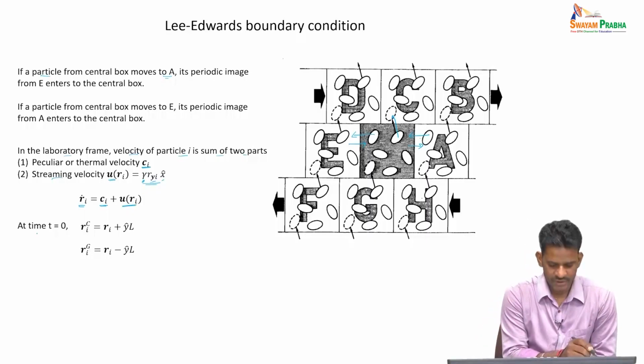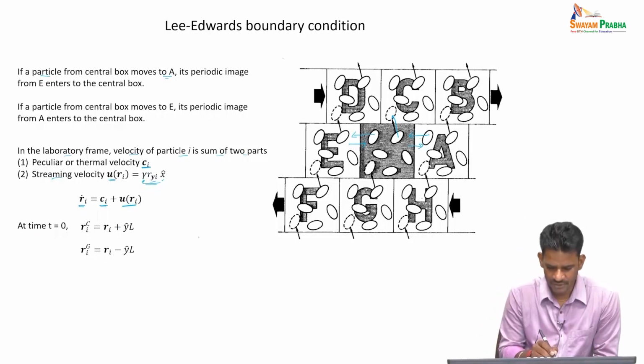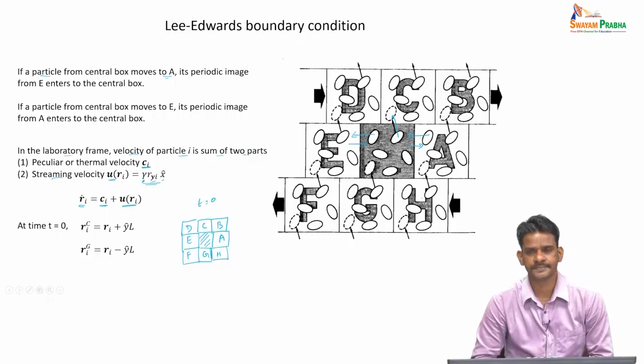Now, at time t equal to 0, all the simulation boxes would be, at time t equal to 0, you will have the central simulation box, this is A, this is E, and this is C, this is B. So, at time t equal to 0, all of them are actually in the same place, F, G, H. So, at time t equal to 0, you are expecting a configuration like this.